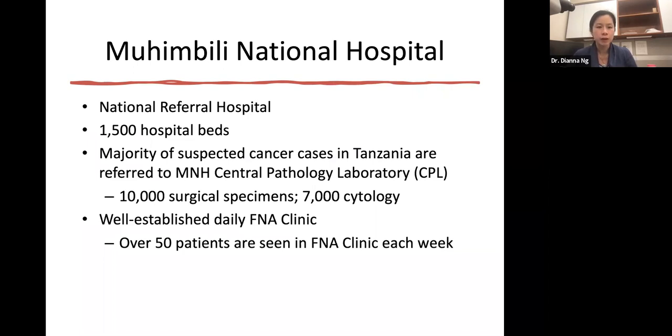And just going into more detail about Muhimbili National Hospital, where I primarily work. It's one of the 3 national referral hospitals, and it's huge. It has 1,500 hospital beds, and they provide cancer care, but also care for any other disease. The majority of suspected cancer cases in Tanzania are referred to their central pathology laboratory. They're one of 2 hospitals that provide immunohistochemistry, so stains. But even then, despite being the sister organization to Ocean Road Cancer Institute, the Comprehensive Care Center, they only see 10,000 surgical specimens and 7,000 cytology specimens. They do have a well-established daily FNA clinic, and they see over 50 patients every week.